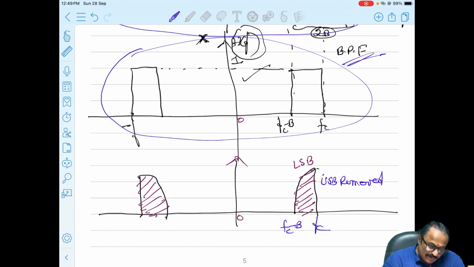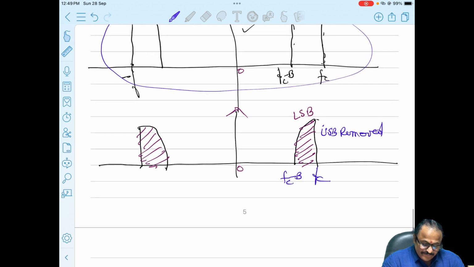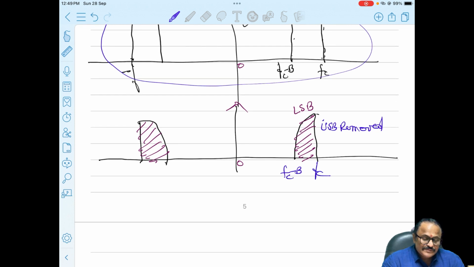Suppose you want only the upper sideband, you change the band pass filter to FC plus B. So you will get the upper sideband. Hope all of you understood this. This is called the simple filtering method of removing one of the sidebands.